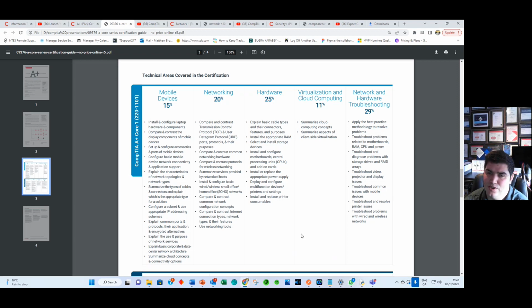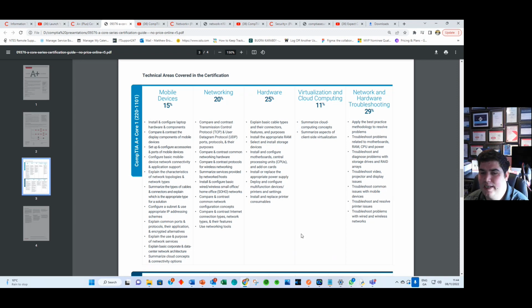The next one, which is your network hardware troubleshooting, which is 29%, you're going to have to look at the best practices in this, troubleshooting problems related to the PC, specifically your RAM, your CPU, your motherboard, your CMOS battery, all that kind of stuff. You're also going to be looking at your RAID configurations, your RAID 1, your RAID 5, your RAID 10, why you would choose those RAID configurations.